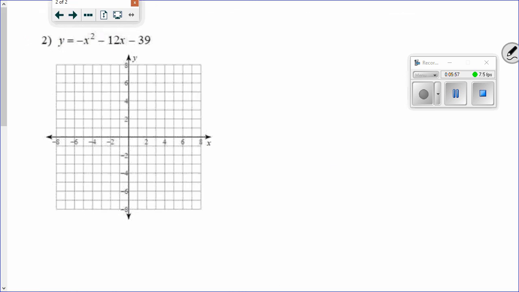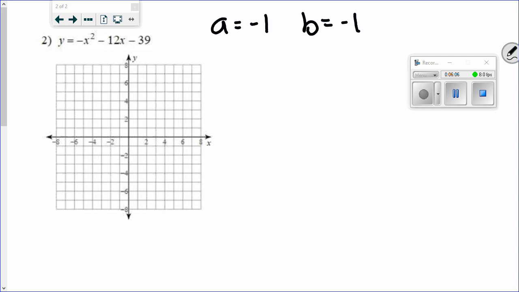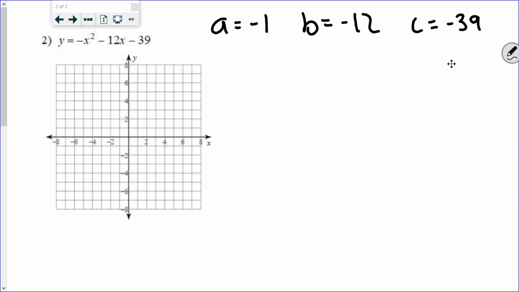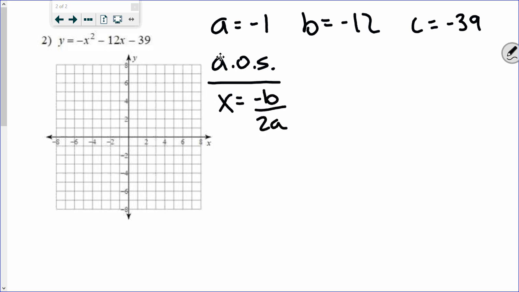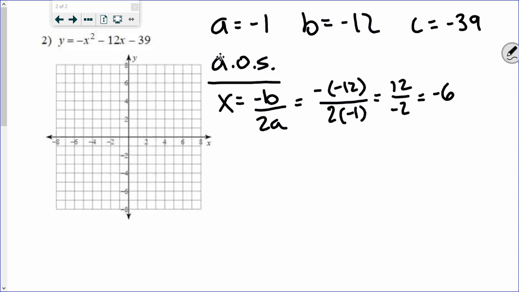This next example here: y equals negative x squared minus 12x minus 39. So we identify a, b, and c. A here is negative 1, b is negative 12, c is negative 39. To find the axis of symmetry, again, that's x equals negative b over 2 times a. So in this problem, negative b is negative negative 12, over 2 times a, which is negative 1. So this becomes positive 12 over negative 2, which is negative 6. So my axis of symmetry, that vertical line, is x equals negative 6.